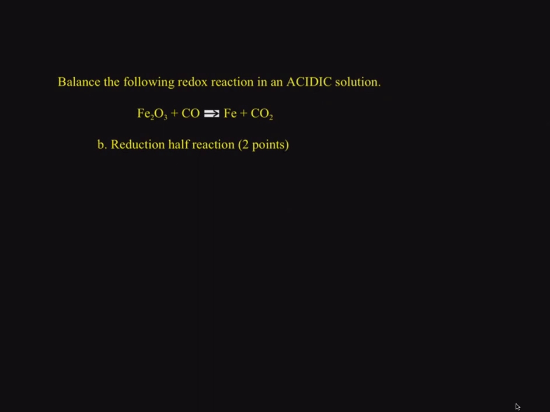So in the reduction half, we have Fe2O3, and that's going to change to Fe. And in that process, the oxidation has gone from +3 to 0. So we're going to add 3 electrons here, because the difference between the iron on the left and the iron on the right is 3 electrons. We also are going to need to balance the irons. So we need 2 irons on this side.